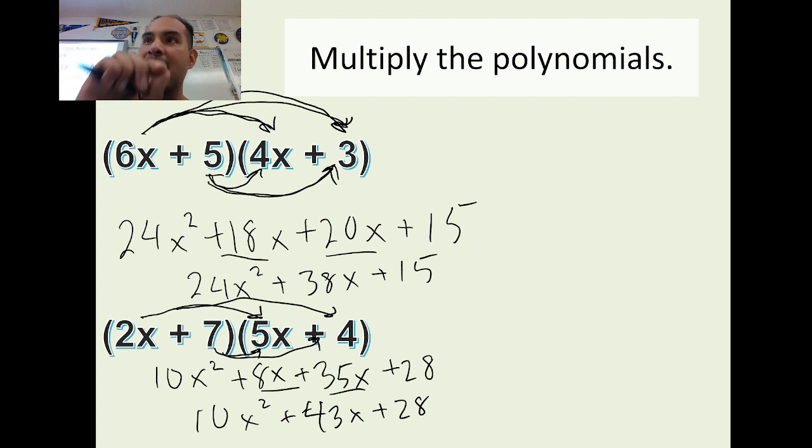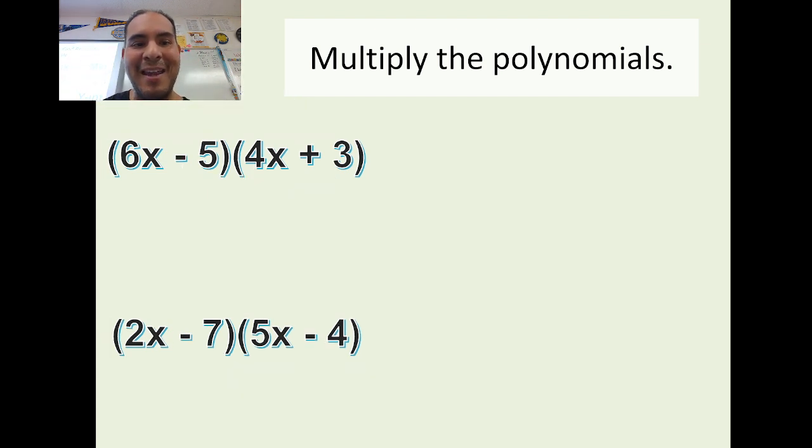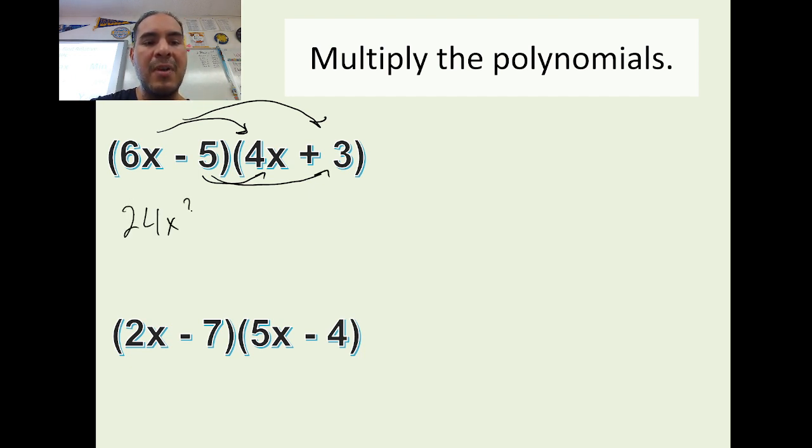We multiply all the terms from one polynomial to all the terms in the other, and then we combine like terms. Now let's step it up a notch. Now let's do some with some negatives in here. Same process. We're going to multiply each term from the first polynomial to all the terms in the second polynomial. 6x times 4x is 24x squared. 6x times 3 is 18x. So we finished those first two multiplications with the 6x.